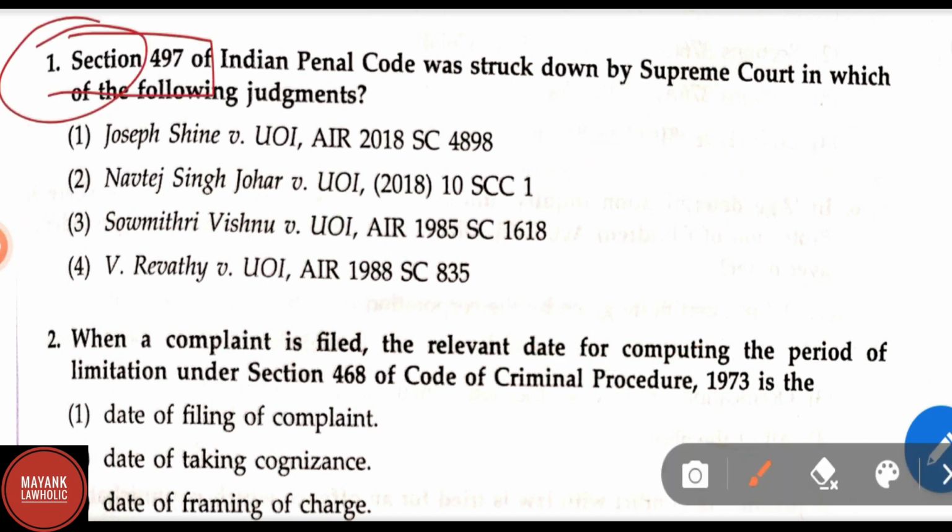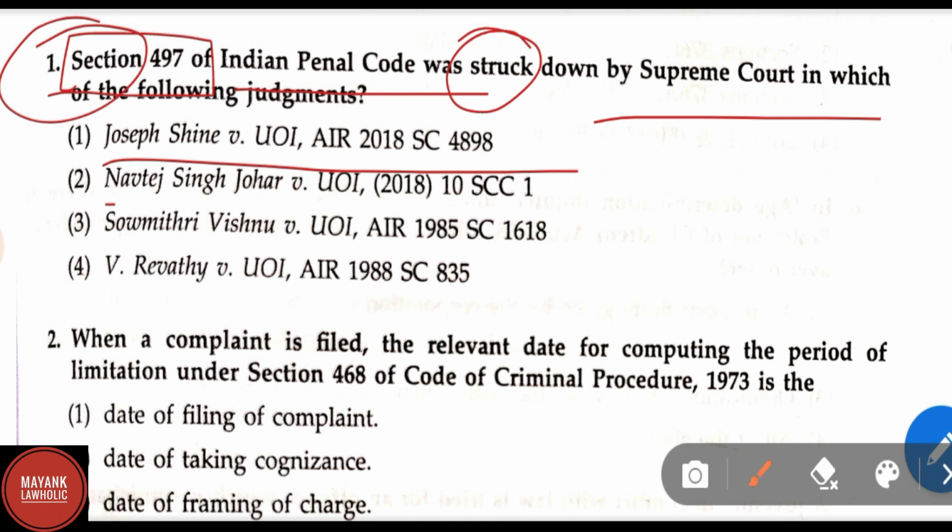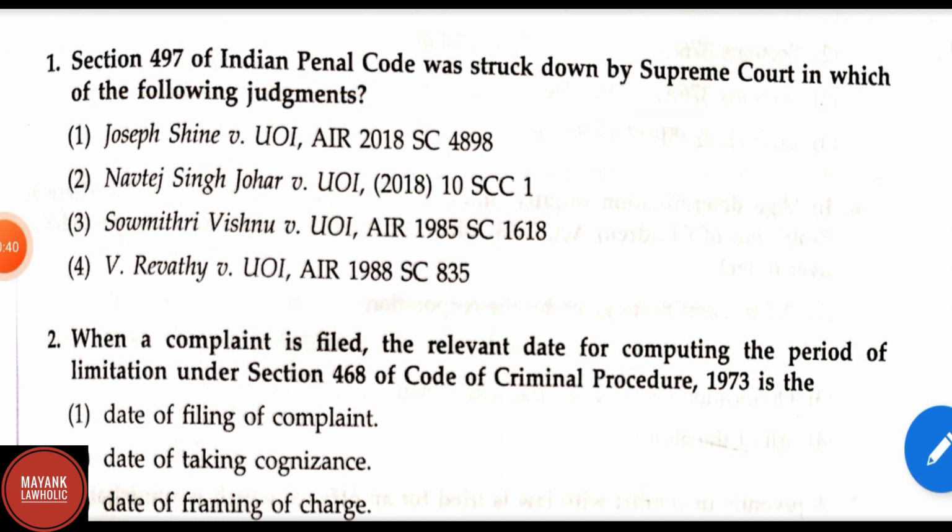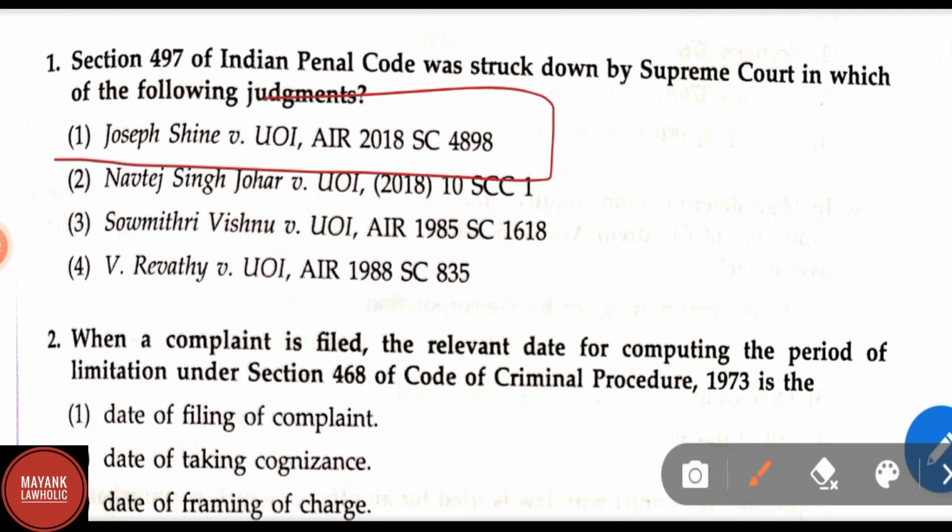Section 497 of Indian Penal Code was struck down by the Supreme Court in which of the following judgments? Options are Joseph Shine versus Union of India AIR 2018; option 2, Navtej Singh Johar versus Union of India 2018; option C, Sowmithri Vishnu versus Union of India AIR 1985; option 4, V. Revathi versus Union of India. What will be the correct answer? Correct answer is option 1, Joseph Shine versus Union of India. Joseph Shine versus Union of India was related to Section 497 of IPC. Section 497 IPC is also commonly known as adultery.